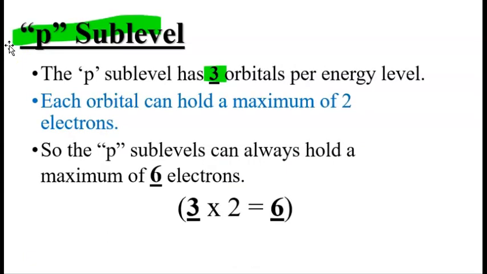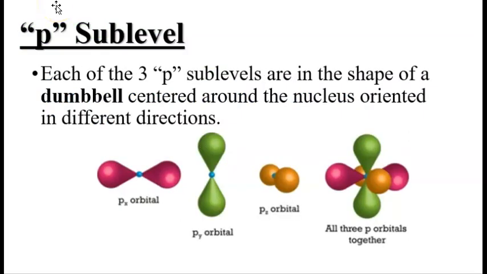The p sublevel has 3 orbitals per energy level. Each orbital can hold a maximum of 2, so that means that the p sublevels can always hold a maximum of 6 electrons. Each of the 3 p orbitals is in the shape of a dumbbell centered around the nucleus, oriented in different directions. So similar to a three-dimensional graph, you have your y-axis, your x-axis, and then your z-axis. All of these are 90 degrees apart. And these can be drawn the same way. You have your x-axis, your y-axis, and your z-axis.